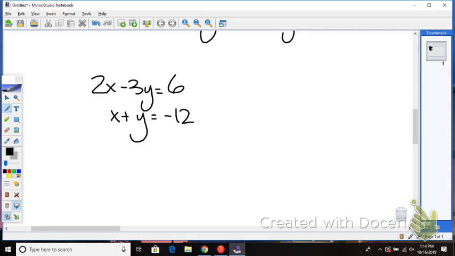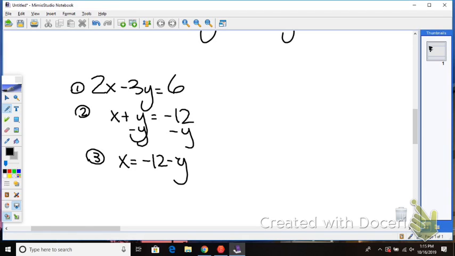So here you kind of have a choice. Let's do the x plus y. Which variable in the x plus y do you want to solve for? X. Okay, so we're going to subtract our y over. So I have x equals negative 12 minus y. Correct. Okay, so here's my equation 1, equation 2, equation 3. You guys finish this problem all the way to the end. You can do it. I think you can. Be careful with the negatives.